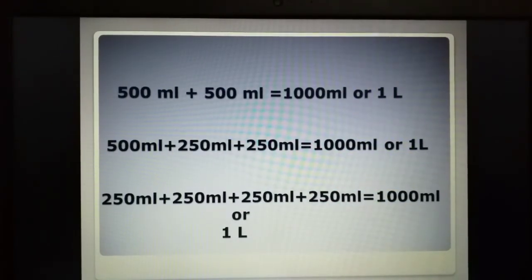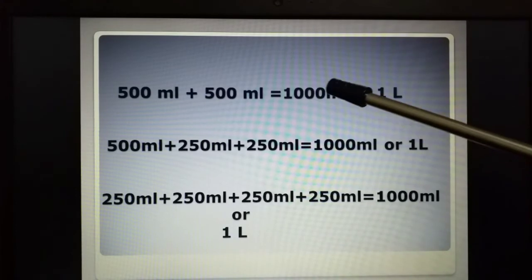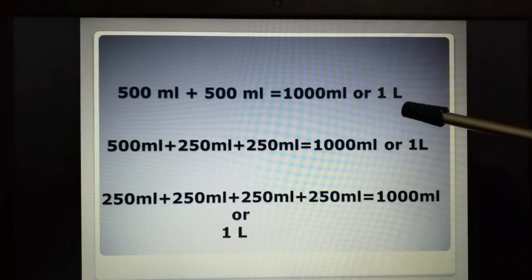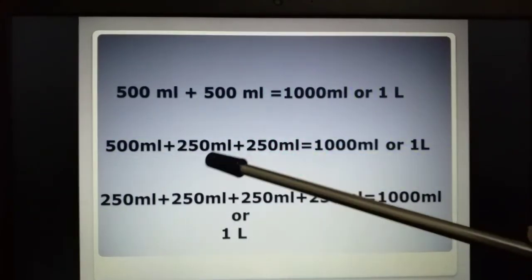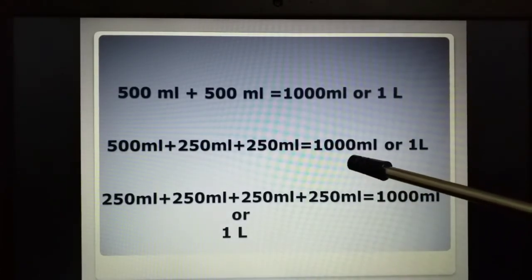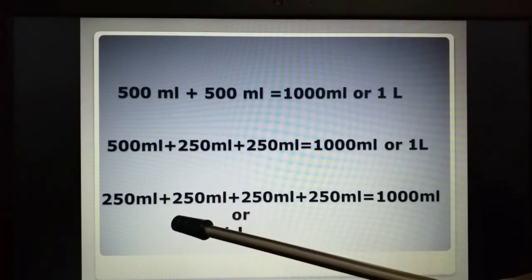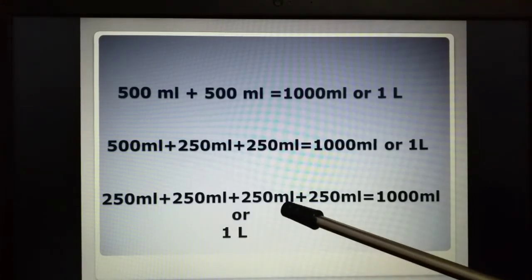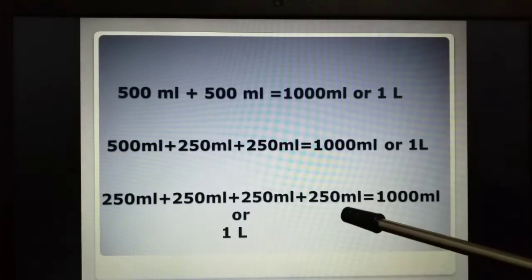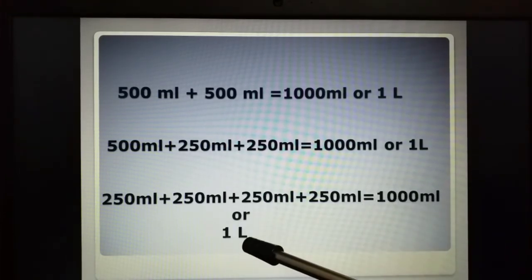Now, 500 milliliters plus 500 milliliters, 500 plus 500, is equal to 1000. So, 1000 milliliters makes 1 liter. Okay, now 500 milliliters plus 250 milliliters plus 250 milliliters is equal to again 1000 milliliters, and 1000 milliliters is equal to 1 liter. Now 250 milliliters plus 250 milliliters plus 250 milliliters plus 250 milliliters, that means four 250 milliliters make 1000 milliliters, and 1000 milliliters is equal to 1 liter.